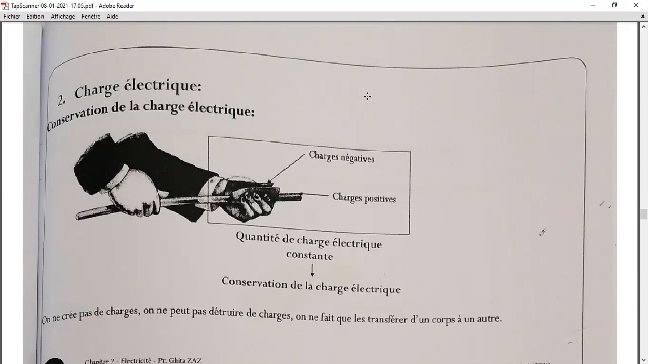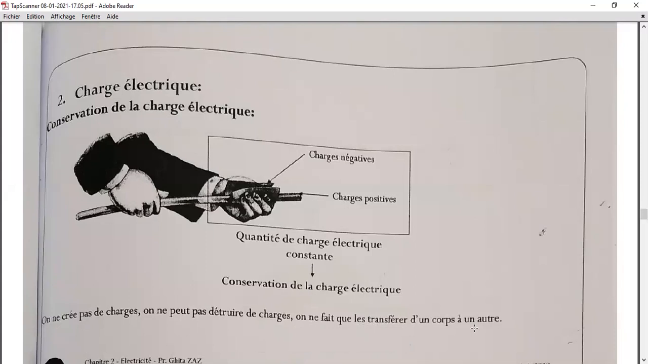On ne crée pas de charges, on ne peut pas détruire des charges. On ne fait que les transférer d'un corps à un autre. So here, what I'm saying is that we do not create the charges. We cannot destroy the charges. We can only transfer it from one body to another.